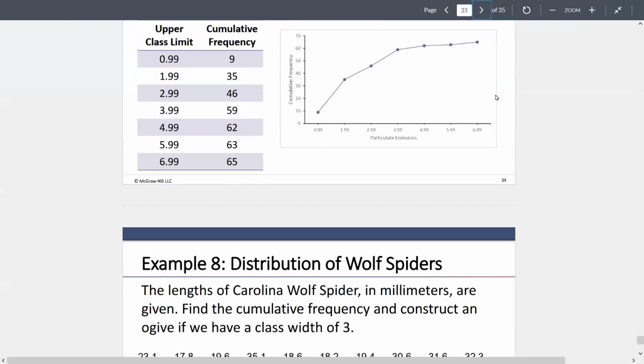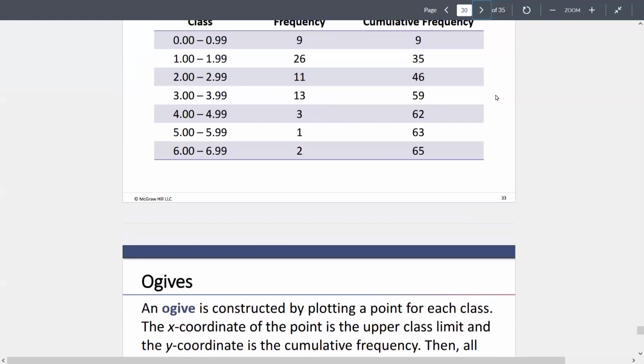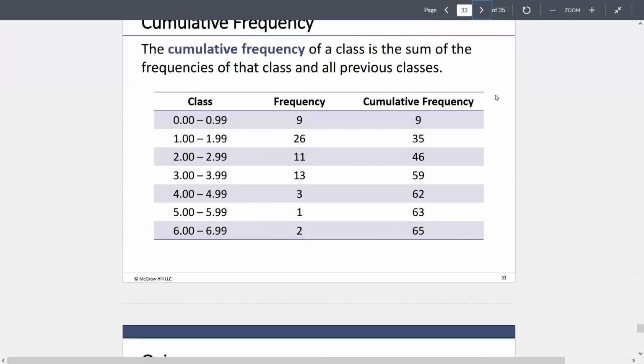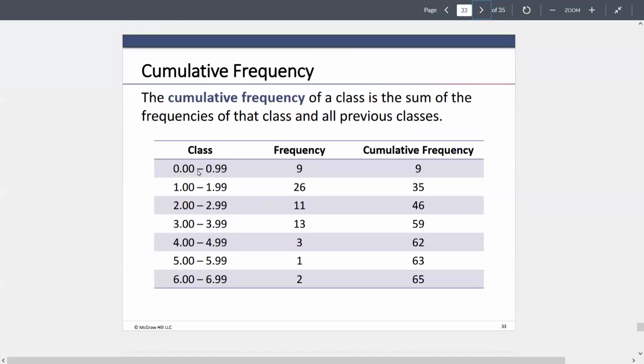So then our last one is the Ogive. Oops, sorry, before I do that, let's fix something. The Ogive is very close to the frequency polygon. The one thing that's different is it uses cumulative frequency.